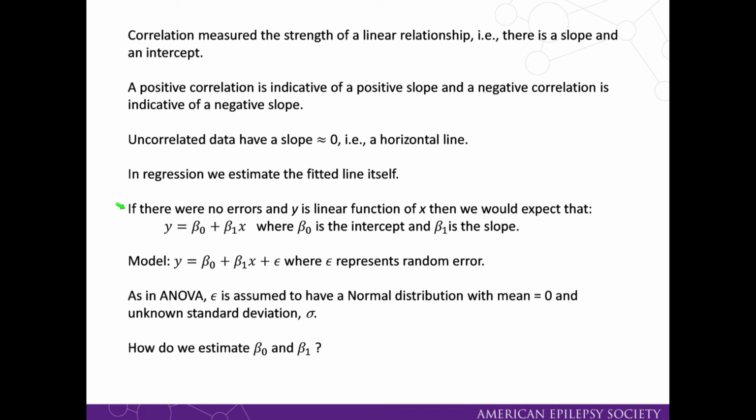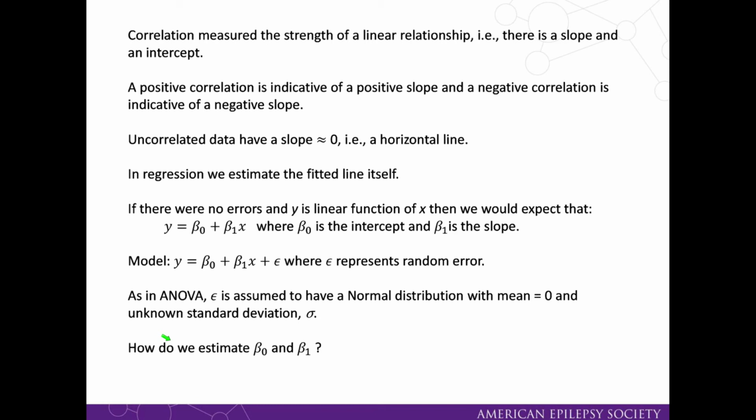If there were no errors and y is a linear function of x, then we would expect that y would equal beta naught plus beta 1 x, where beta naught is the true intercept and beta 1 is the true slope. Since we can never know these for sure, and if we knew them we wouldn't bother estimating them, we have a model that says y is equal to beta 0 plus beta 1 x plus epsilon, where epsilon represents random error. As in analysis of variance, epsilon is assumed to have a normal distribution with a mean of 0 and unknown standard deviation sigma.